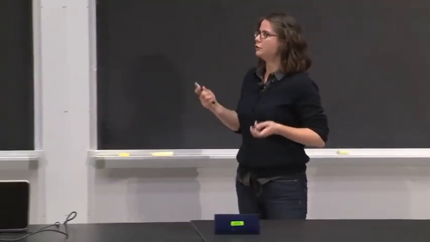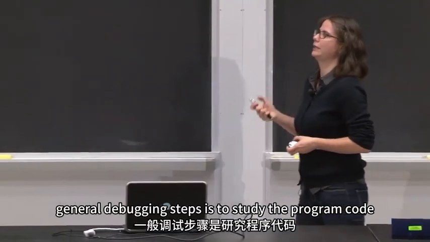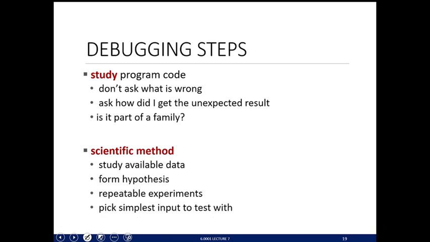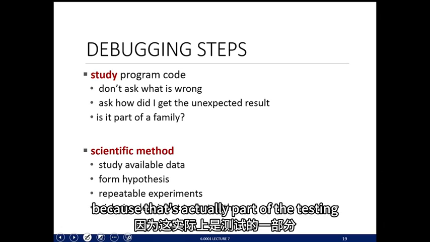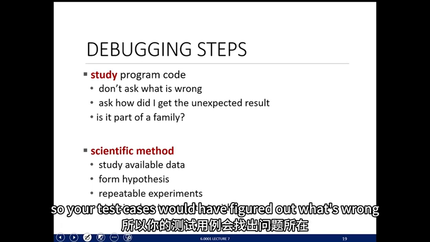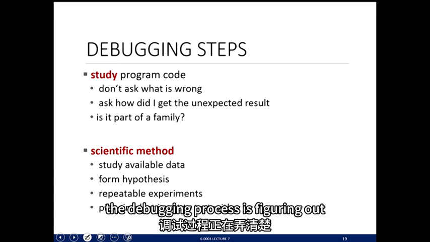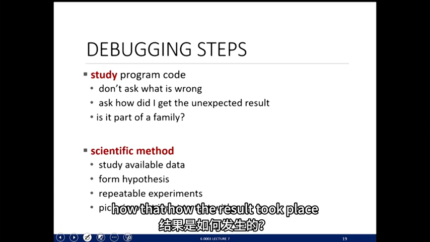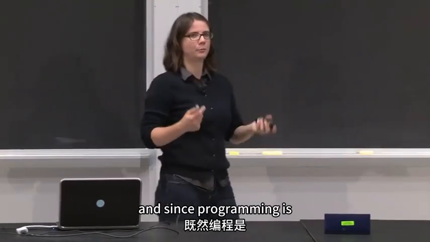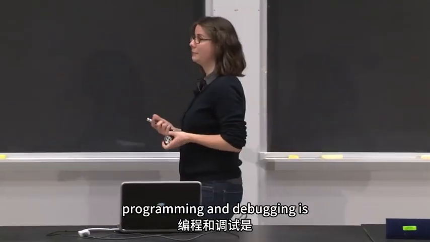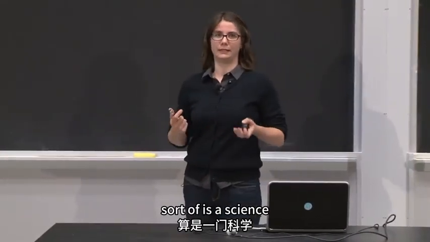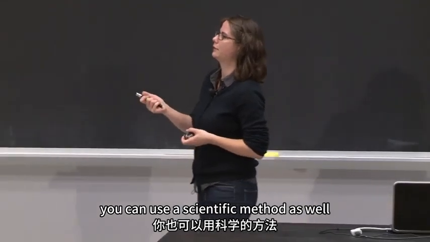So the general debugging step is to study the program code. Don't ask what is wrong, because that's actually part of the testing. So your test cases would have figured out what's wrong. The debugging process is figuring out how the result took place. And since programming and debugging is a science, you can use a scientific method as well.